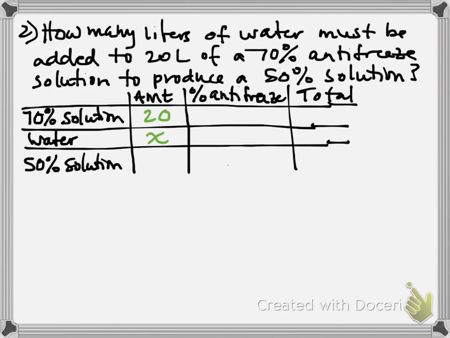If you notice, it doesn't mention anything about how much of the 50% solution. So instead of using one variable, we're going to actually use two. So this is where y shows up. Okay? All right, and then percent of antifreeze. So 70% solution is going to get rewritten as 0.7. Okay? 50% solution is going to get rewritten as 0.5.